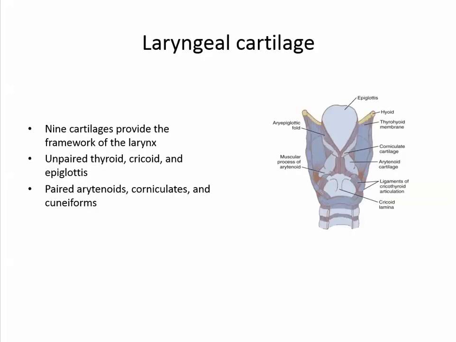9 cartilages provide the framework of the larynx. These are the unpaired thyroid, cricoid, and epiglottis, and the paired arytenoids, corniculates, and cuneiforms. They are connected and supported by membranes, synovial joints, and ligaments. When the ligaments are covered by mucous membrane, they are referred to as folds.